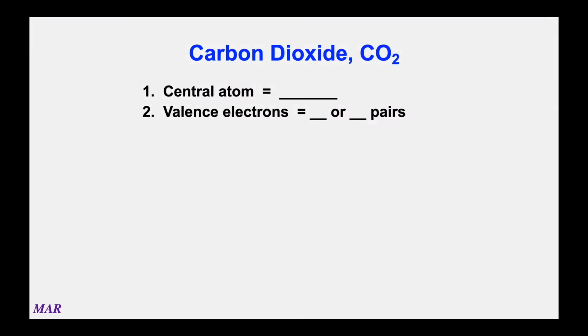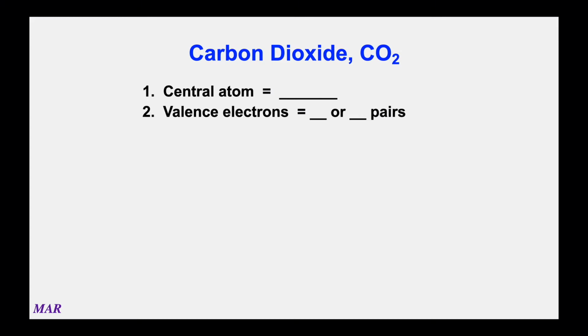Next Lewis structure, carbon dioxide, CO2. Okay, so as we've been talking about, carbon dioxide is always carbon dioxide, not dioxide carbon, and now we know the reason. Carbon is the central atom, so no problem.